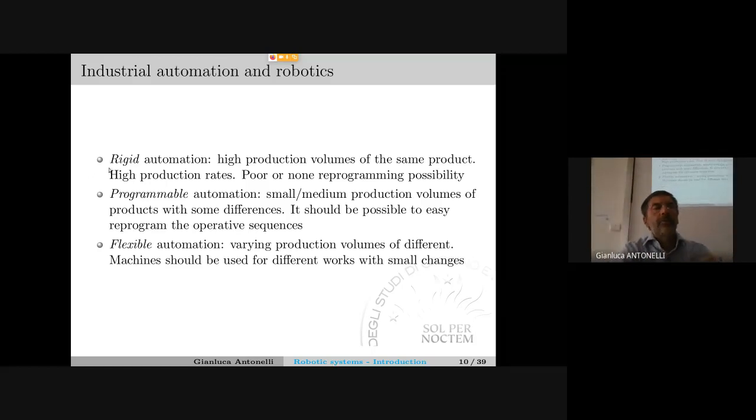Then, of course, from rigid, the market is requiring programmable, toward flexible automation. It means that I want my car now, and I want all the optionals that make me feel that my car is unique. And this is not only for cars, it's everything. So we need to produce when the demand arrives. This also saves a lot in the warehouse system, in ordering, the buffer and so on. But the market is changing, so we need to be more flexible in the automation. And this is true also for the robots.